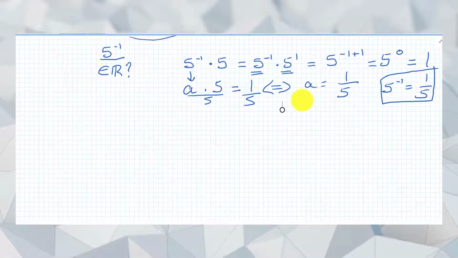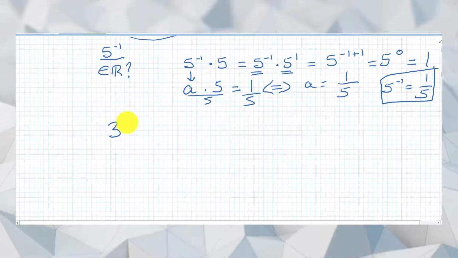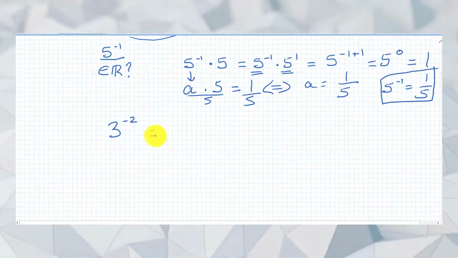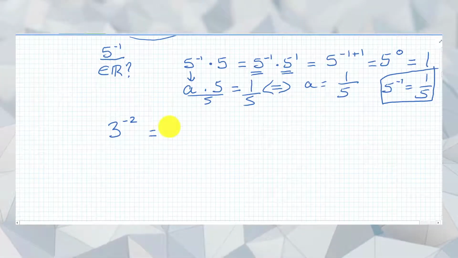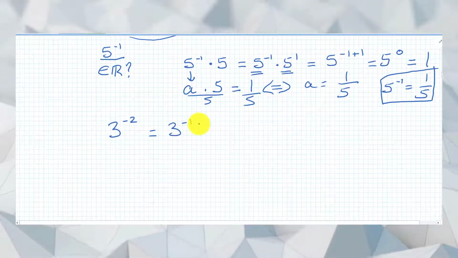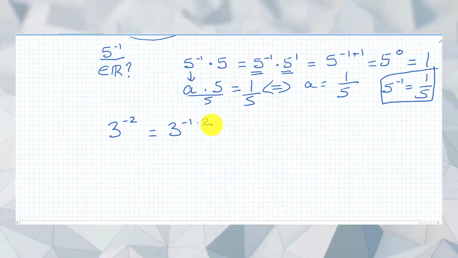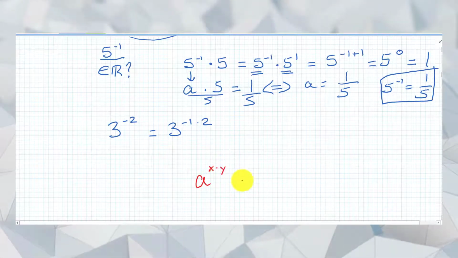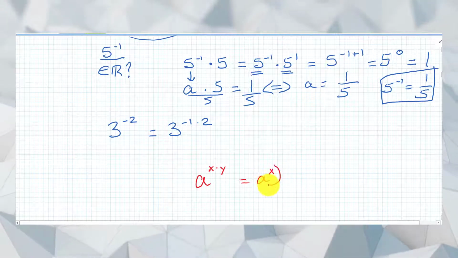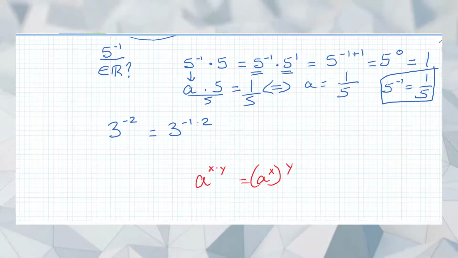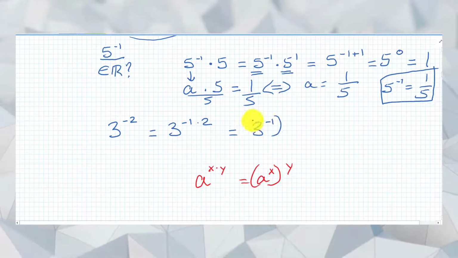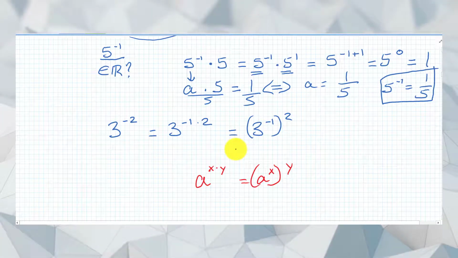Finally, how can we define a number to a negative integer? For example, 3 to the negative 2. Well, here I'm going to write negative 2 as negative 1 times 2. Then I'm going to use a property that tells me that a to the x times y is the same as a to the x to the y. So 3 to the negative 1 times 2 is 3 to the negative 1 squared. I want it to be this way, right?